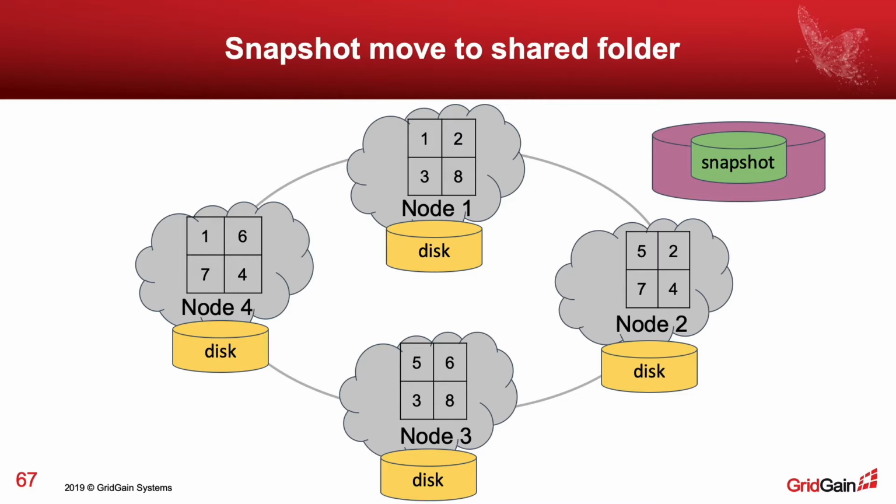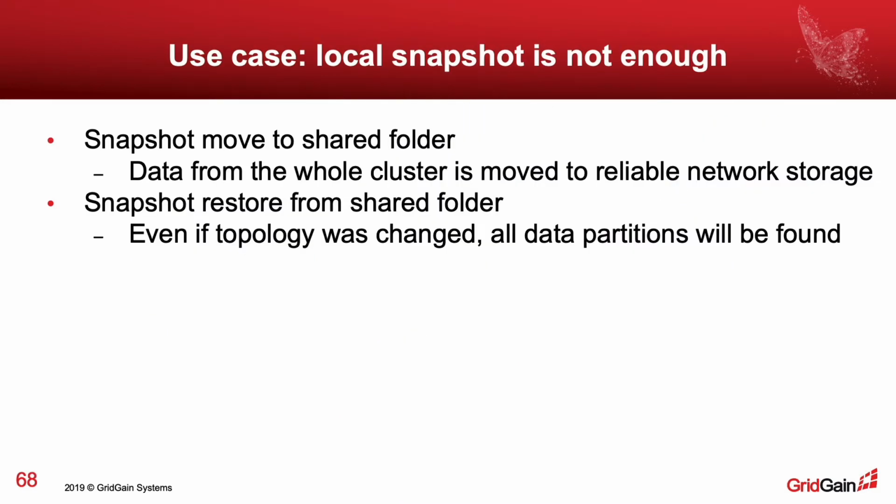And that is what happens. There is, for example, a cluster of 4 nodes. There are some partitions on each node. And when you create a local snapshot, its disk state is replicated and saved in a separate directory. And what happens next? When you say move, all your created snapshot data is moved to separate reliable network storage, and it's removed from your local cluster disk storage. So you don't occupy disk space in your cluster, and you have all your environment protected by keeping the state of all of your data in separate storage.